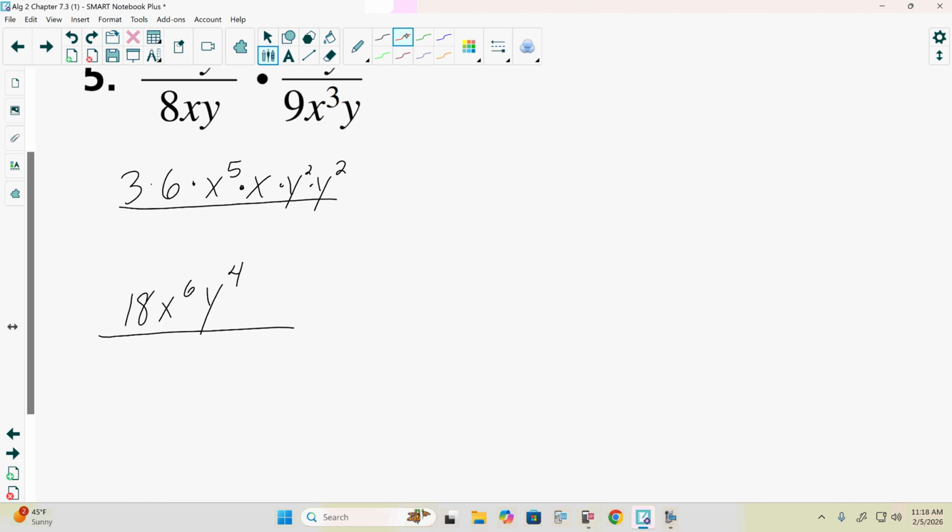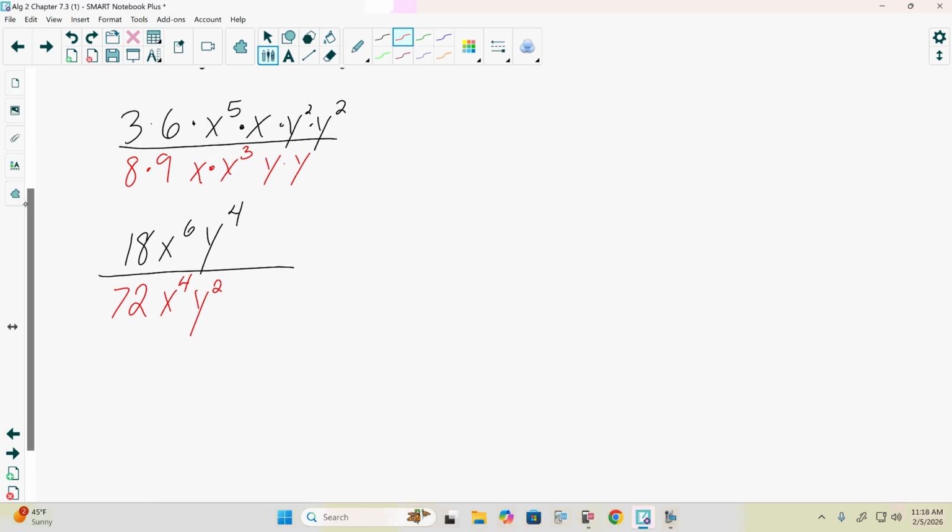On bottom, we have our 8 times 9. And 8 times 9 we know is 72. Then we'd have our x times x cubed, which would be x to the fourth. And lastly, y times y is y squared.